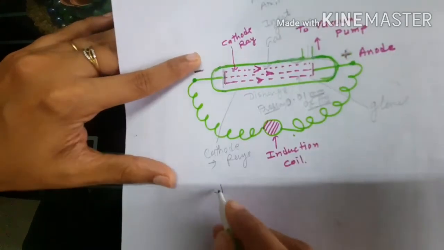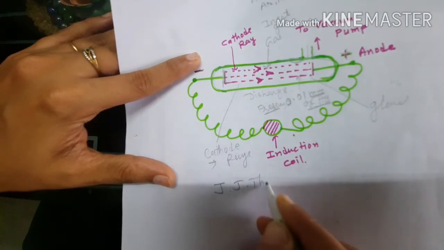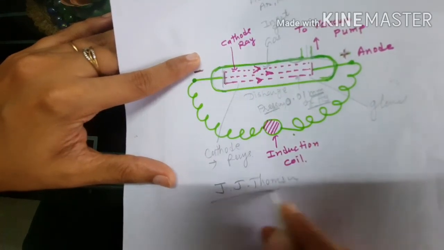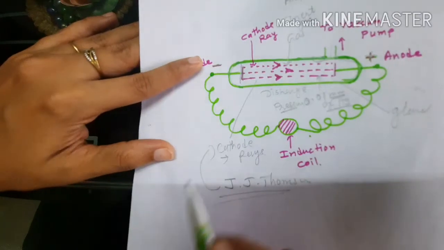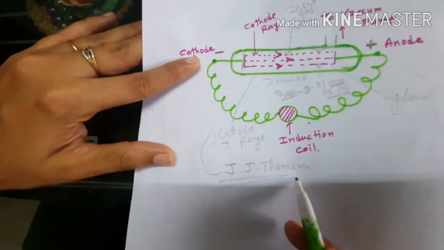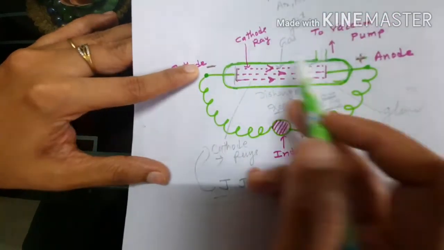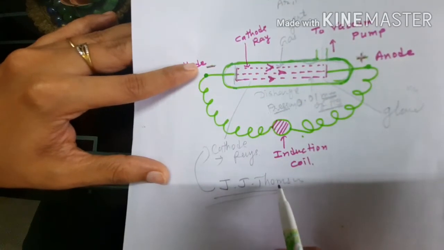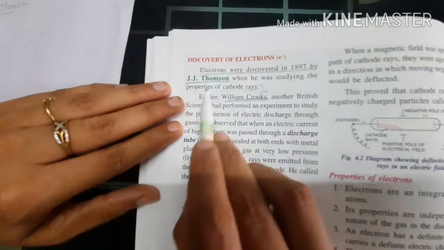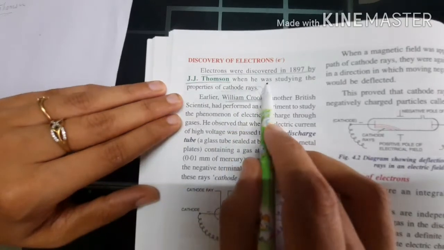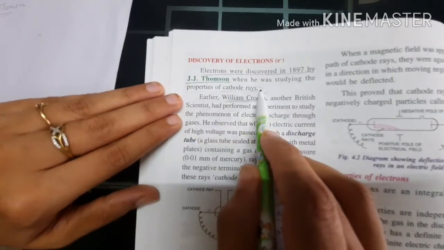So J.J. Thomson used these cathode rays. J.J. Thomson used this discharge tube and cathode rays. That is what is given here: when he was studying the properties of the cathode rays.